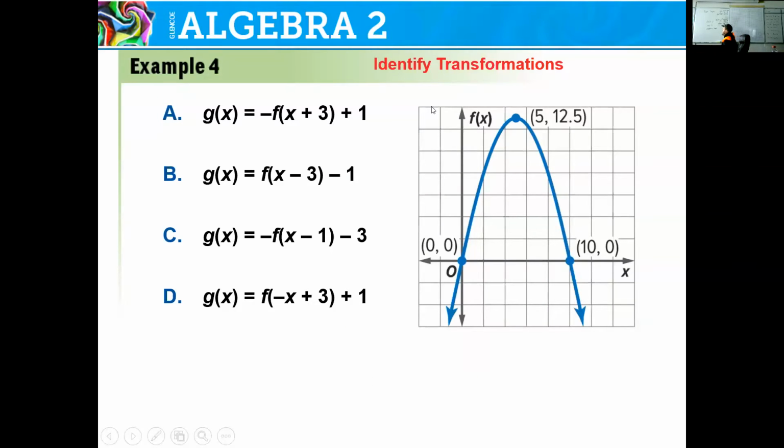So we're multiple choice. We want to select the answer of what we had. Okay, and that should correspond to answer A. So we have the negative, which causes the reflection over the x-axis. The plus 3 moves it left 3. The plus 1 moves it up 1.